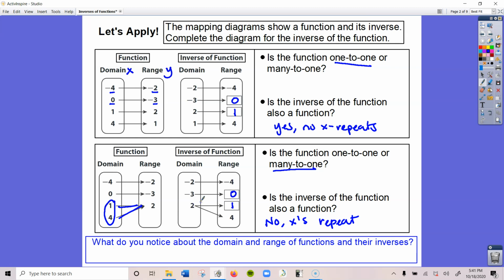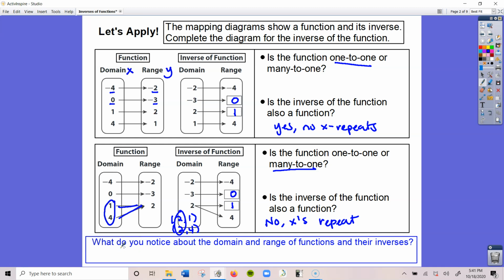See here, if we have x is equal to 2, when we replace the domain and the range and we switch them, the 2 has the y value of 1 and the y value of 4. That means if I write these coordinates of the inverse, I would have (2, 1) and (2, 4). You see how the x's repeat, making the inverse not a function.